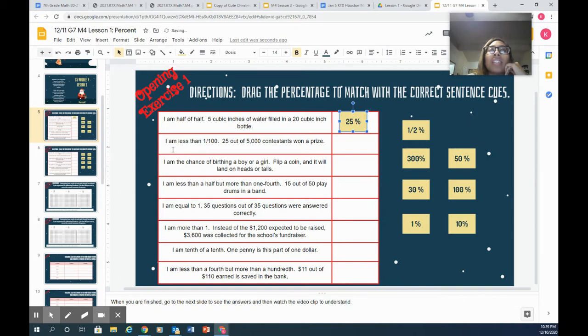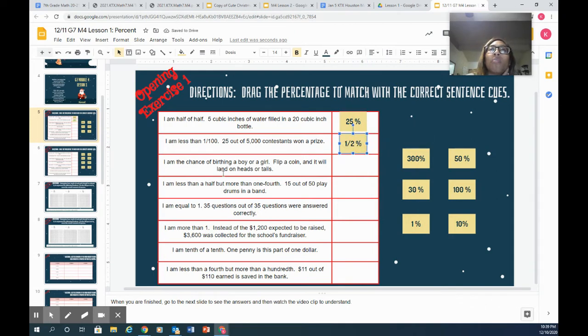For the second example, it says, I am less than 1/100th. 25 out of 5,000 contestants won a prize. So we're thinking about less than 1 out of 100. So we're talking about less than 1%. The only option over here that's less than 1% is this 0.5%.